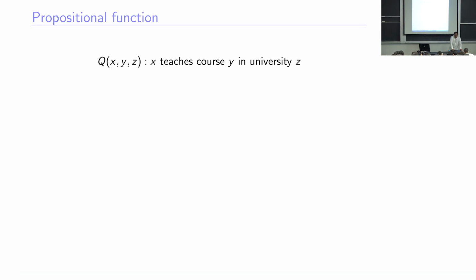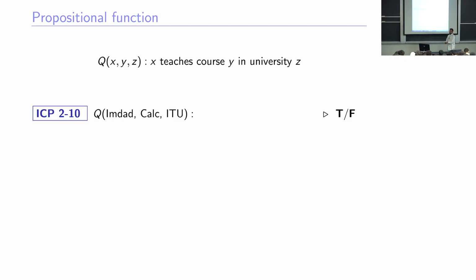Okay. Q of x, y, z. This stands for x teaches the course y in the university z. Now, I just want you to understand this Q of x, y, z generally, for whatever. Okay, so let's just see an example. Can you say the statement Q of Imdad, calculus, ITU? Say the statement. In ITU, right? So I teach calculus in ITU, that's a statement, right?